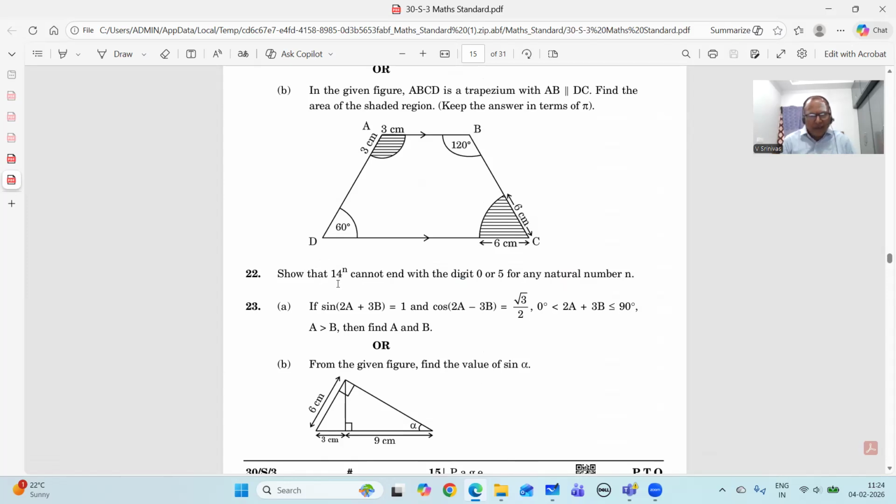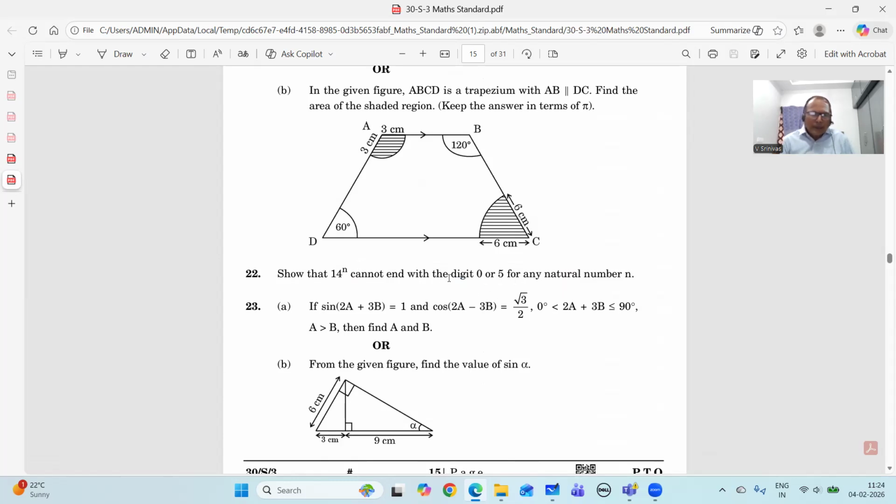Now, when you prime factorize 14, it is 2 into 7. Therefore, 14 power n is 2 power n into 7 power n. For a number to be divisible by 10, if 10 is to divide 14 power n, it also has to divide 14. But it cannot happen. Why? 14 is 2 into 7. It has 2, but not 5. That's how 14 is not divisible by 10. Therefore 14 power n is also not divisible by 10, and hence it cannot end with 0.